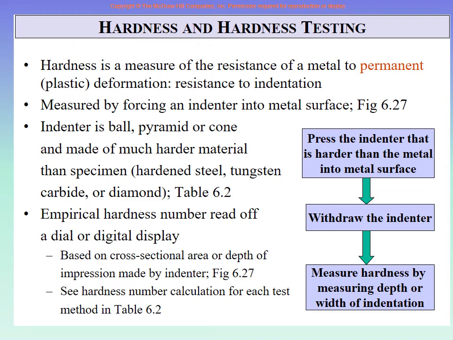So this is what we are saying here, this is the machine, any machine. Press the indenter that is harder than the metal into the metal surface. Withdraw the indenter. Measure the hardness by measuring the depth or the width of the indentation. Right? So this is the method. We will show you the machines. It is a simpler machine than the others, but it will press something into the metal. And of course, the material of the indenter must be harder than the material you are testing, otherwise you can't indent it.